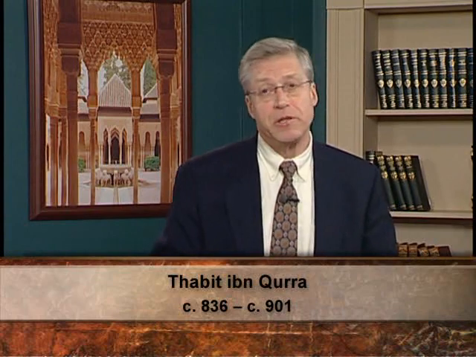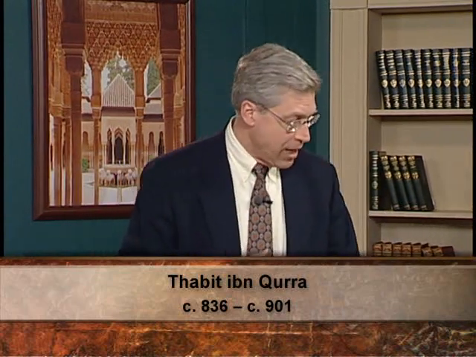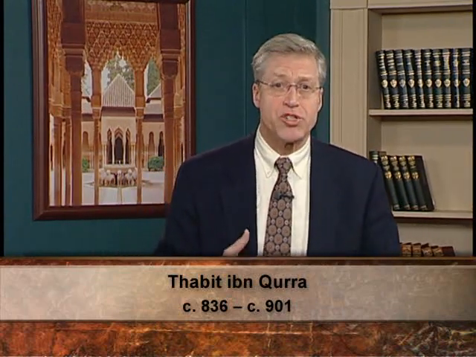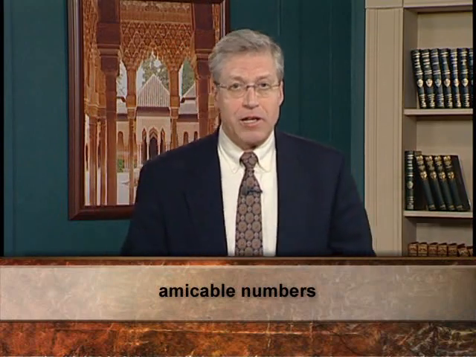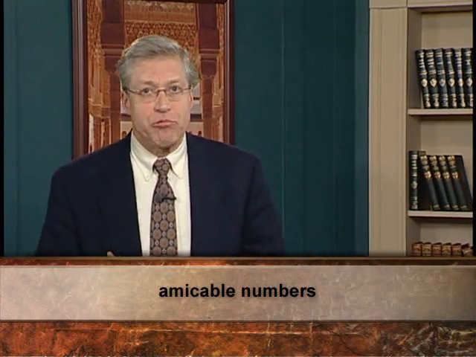The next mathematician that I want to talk about is Thabat ibn Qurra. He also lived in Baghdad from about 836 AD to 901. He did important work in astronomy, geometry, mechanics, and he also worked in number theory. One of the interesting things that he did that I'd like to say a little bit about is his work on amicable numbers. Now, this is actually a problem that comes down to us from the Greek mathematicians.